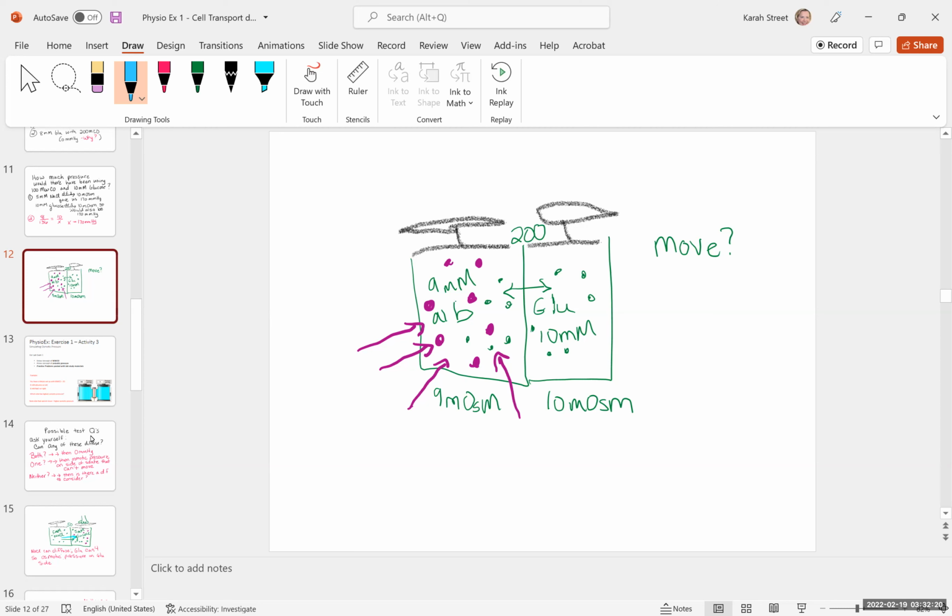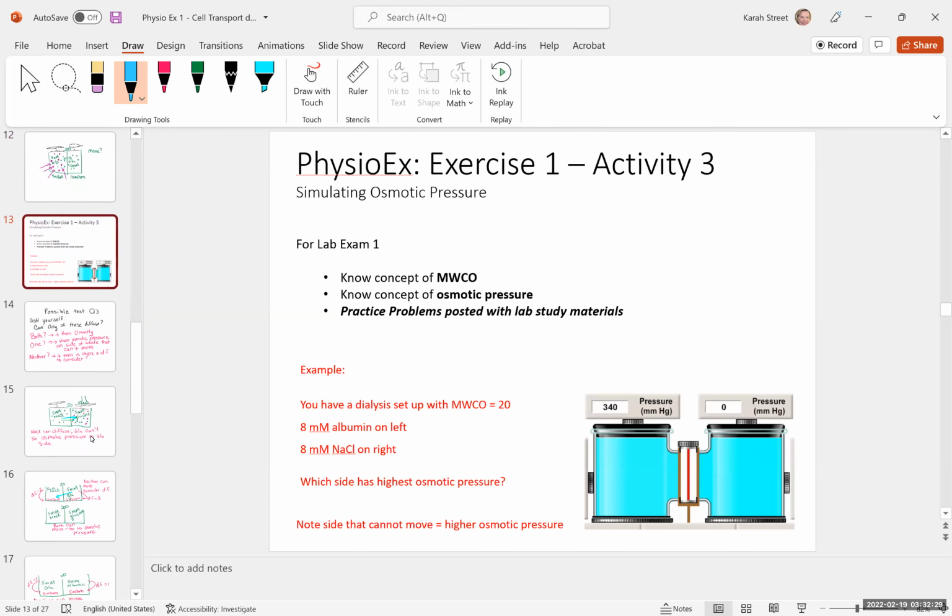I bet you need some more help with that concept. I'm glad you do, because I am now going to tell you what you can expect on your lab exam for this particular activity. For lab exam number 1, you are responsible for remembering all of the molecular weight cutoff membranes we played with in activity 1 and in activity 3. You are also responsible to know the concept of osmotic pressure, which means you need to remember your dissociation factors. Well, sodium chloride has a dissociation factor of 2.